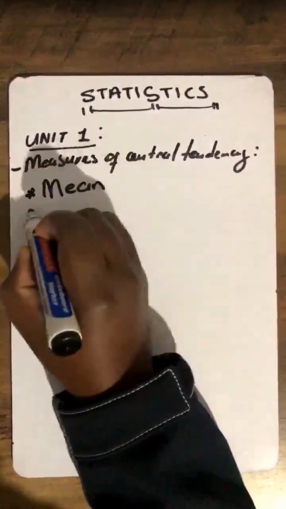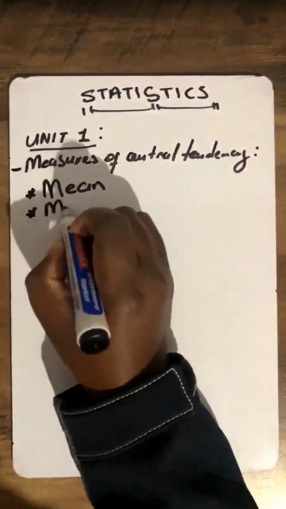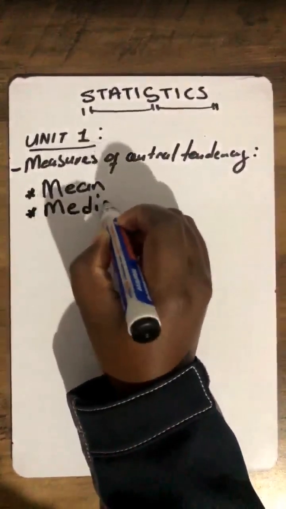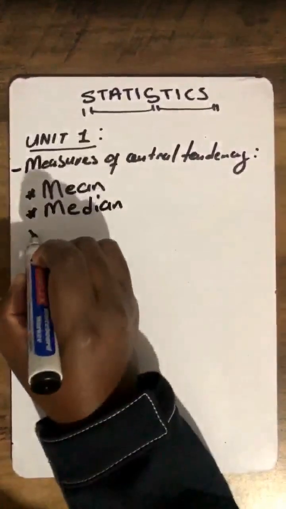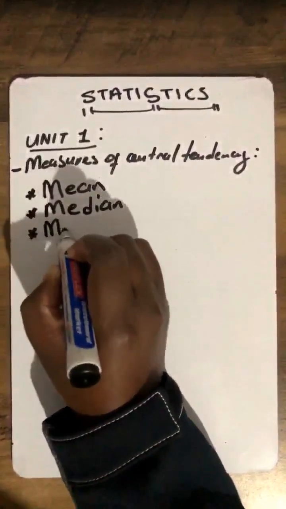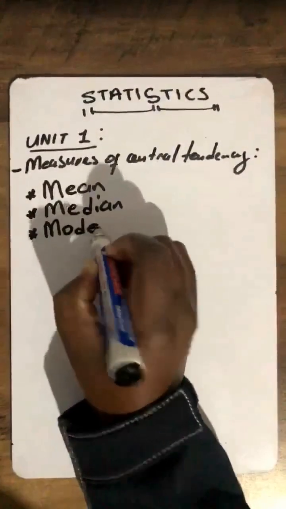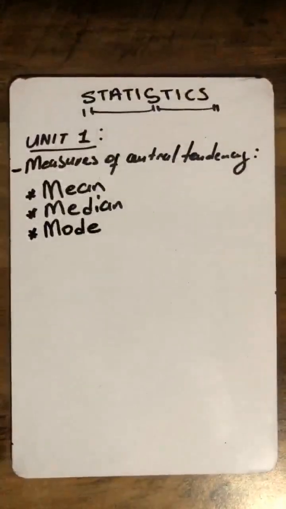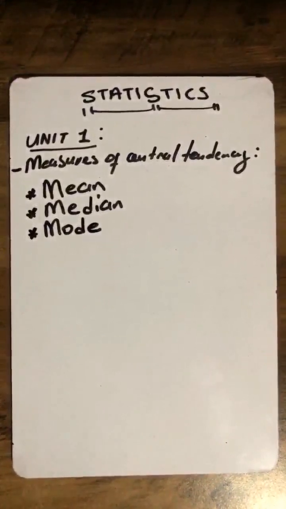the mean, the median, and the mode. That's what you need to be aware of under unit number 1.